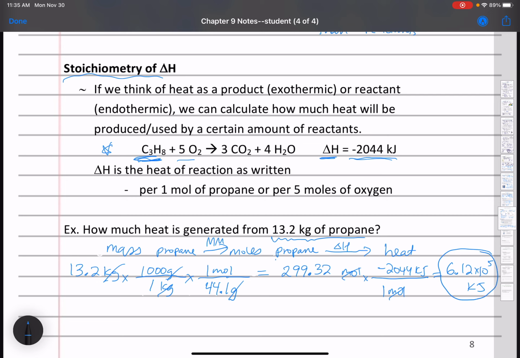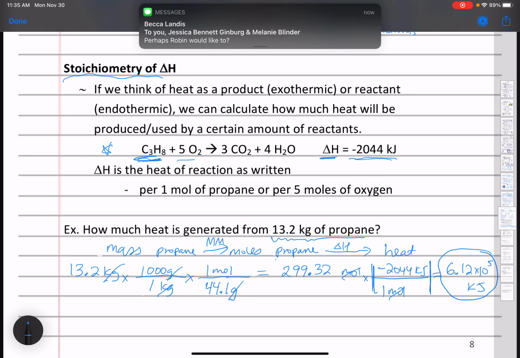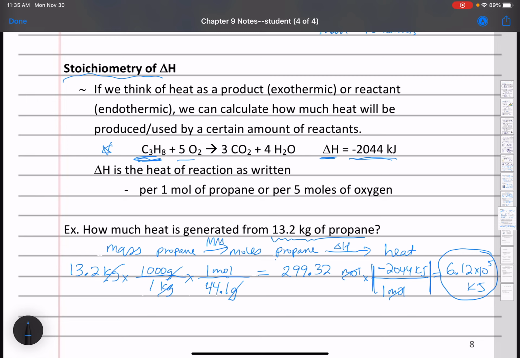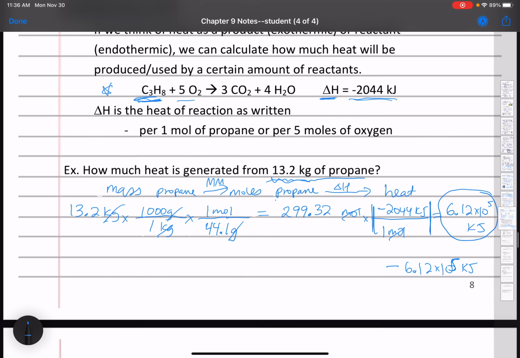All right. So this number, if it's asking how much heat is generated, an absolute number is fine. We can do the absolute number here. So 6.12 times 10 to the 5th kilojoules is generated. Or in other words, there would be a loss of 6.12 times 10 to the 5th kilojoules from that 13.2 kilograms of propane. So that's quite a bit of heat that can be generated, which is why we use propane as a fuel source, because it generates a lot of energy.